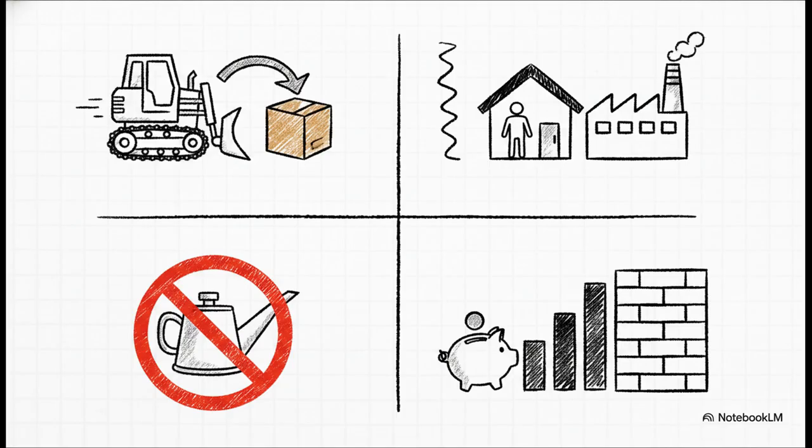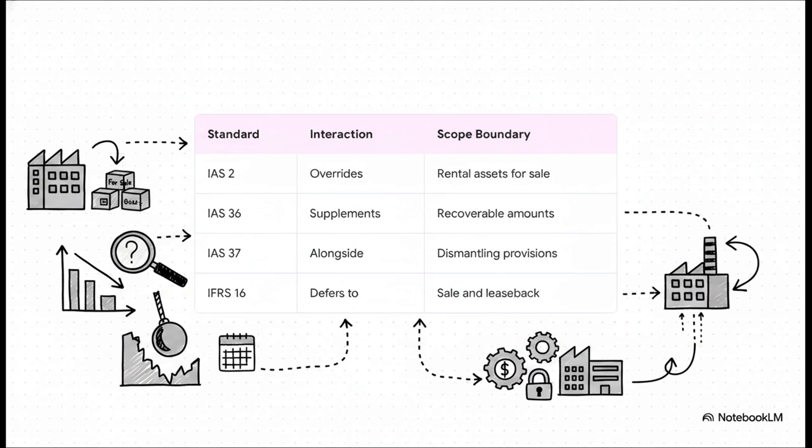And, again, repeating for emphasis because it's that important, you shall not capitalize daily servicing, and you shall not call disposal gains revenue. Now, accounting standards do not live in a vacuum. They talk to each other. You need to know exactly how IAS 16 plays with the rest of the rulebook.